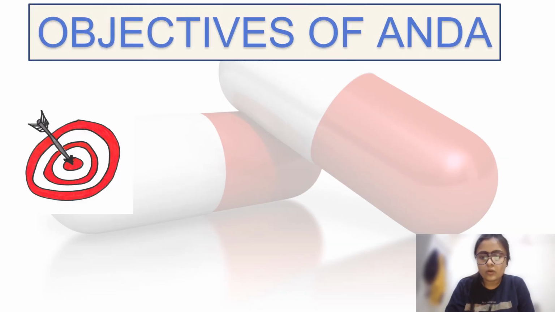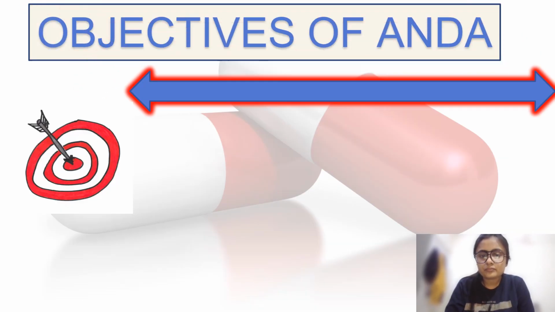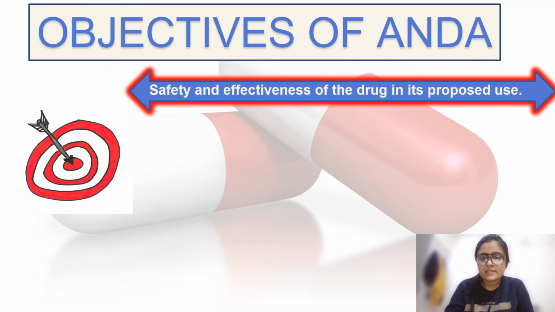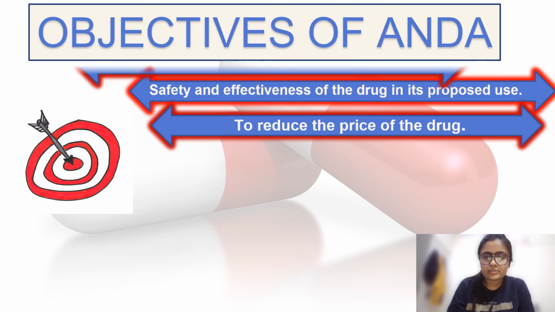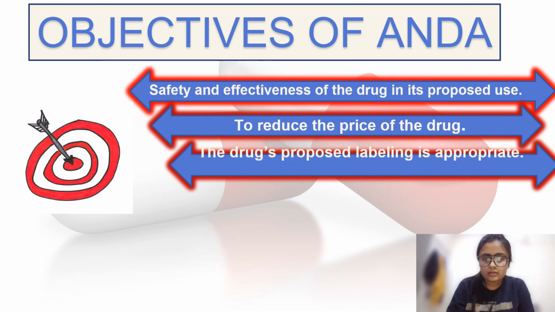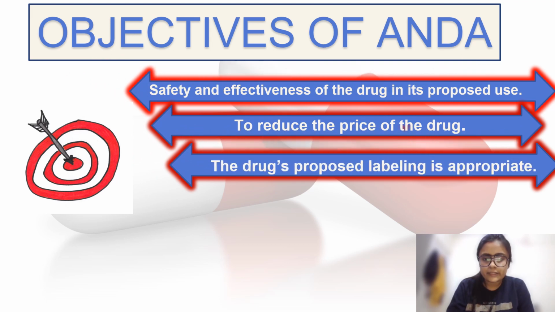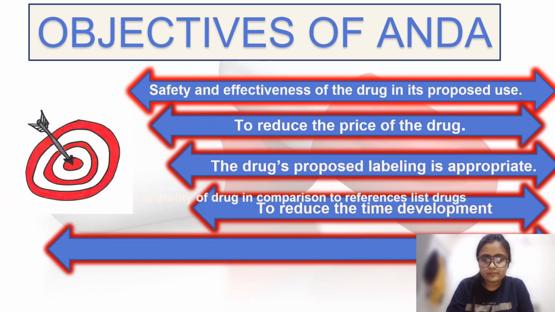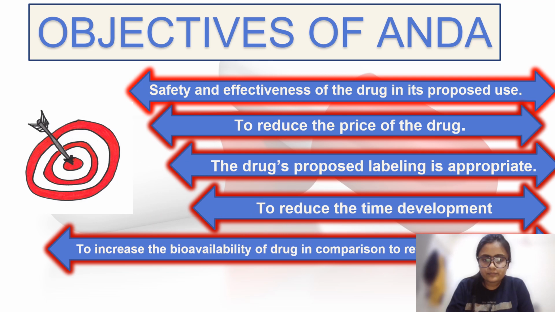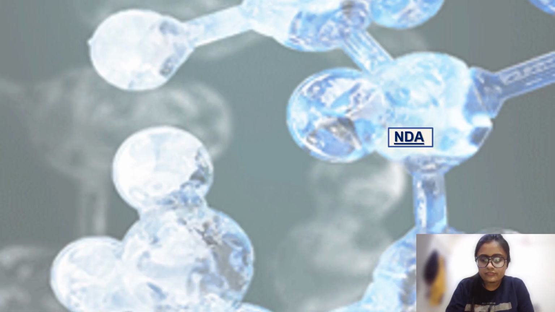So there are some objectives of ANDA. The very first is safety and effectiveness of the drug in its proposed use. The second one is to reduce the price of the drug. The third one is that the drug's proposed labeling is appropriate, to reduce the development time, and to increase the bioavailability of the drug in comparison to the reference listed drug.